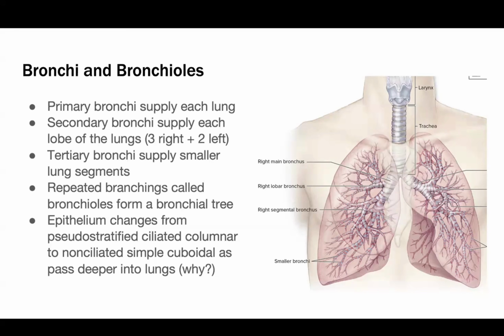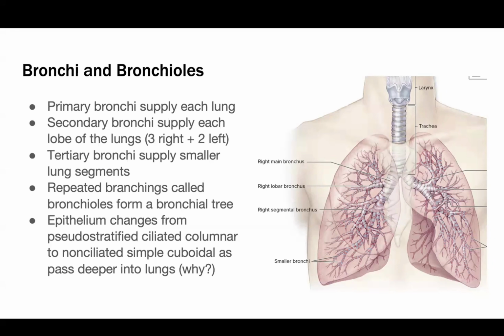The smaller branches are where you're going to see cartilage rings disappear. Terminal bronchioles are going to be your last purely conducting airways. Past this point, we're starting to reach the gas exchange zone.